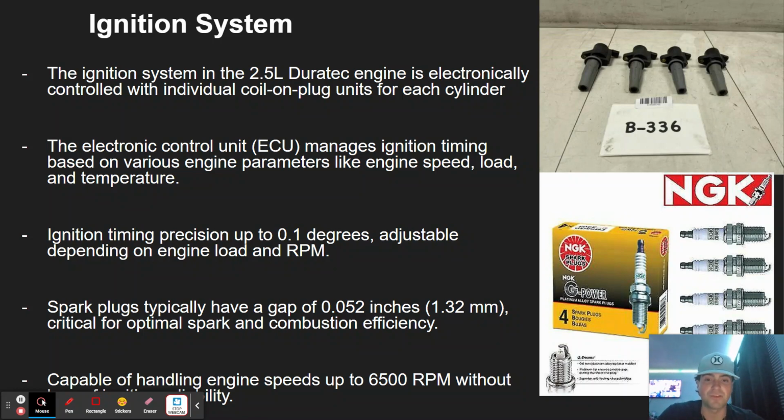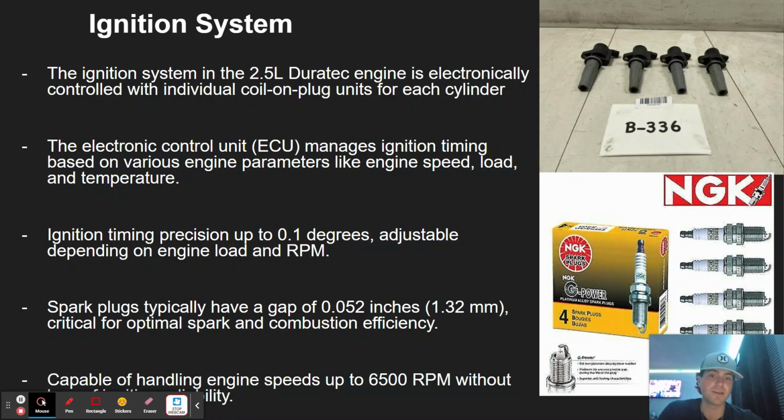The modern setup allows for direct and powerful spark delivery, which is essential for efficient combustion, especially under varying load and operational conditions. One of the key advantages of individual coil-on-plug ignition is the ability to precisely control the timing of the spark. This precision allows the engine to adjust the ignition timing up to 0.1 degrees, catering to changes in engine load and RPMs. Such fine adjustments are crucial for optimizing the engine performance and reducing the likelihood of knocking, which is one of the really big goals of the ignition system.